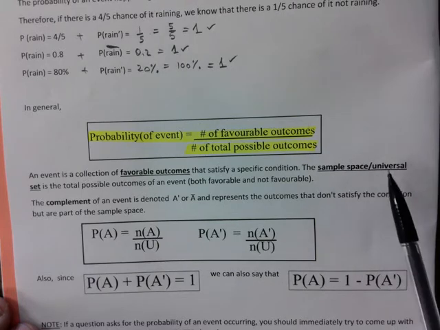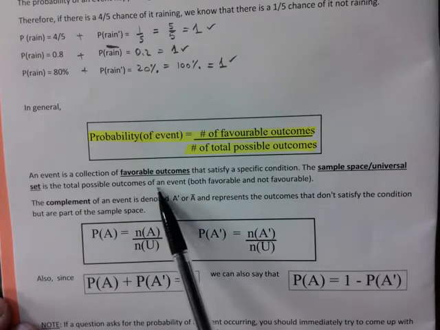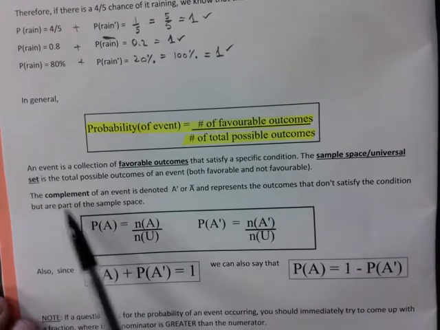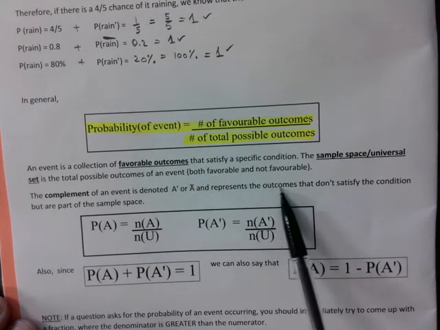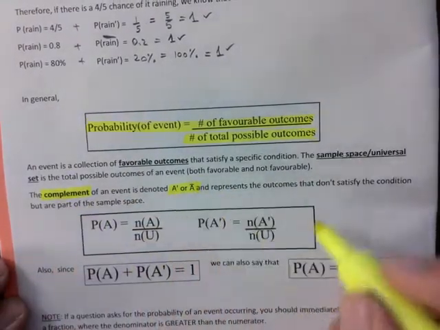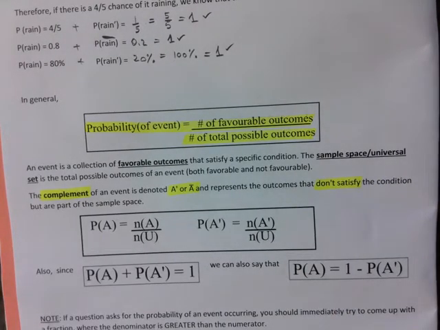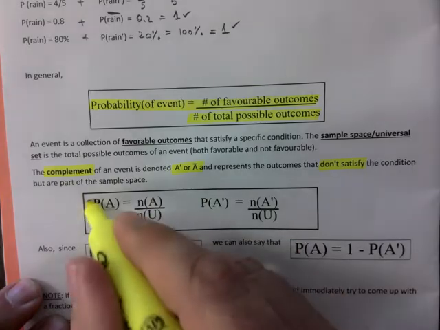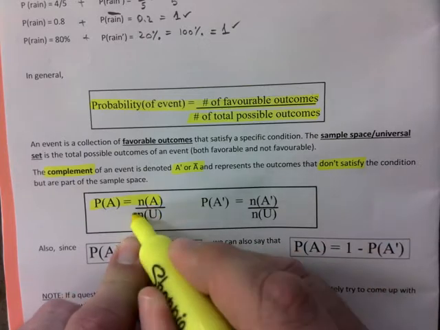Remember this, the sample space or the universal set, notice that I have them together, is the total possible outcomes of an event, both favorable and not favorable. Okay? The complement of an event is denoted as A with a little tick or a bar and represents the outcomes that don't satisfy the condition. So maybe complement is like this and do not satisfy the condition, but are part of the sample space. Right? They're still part of your sample space. So in general, the probability of an event happening is number of events that fall into that category over the universal.